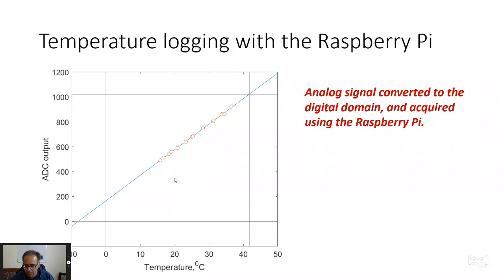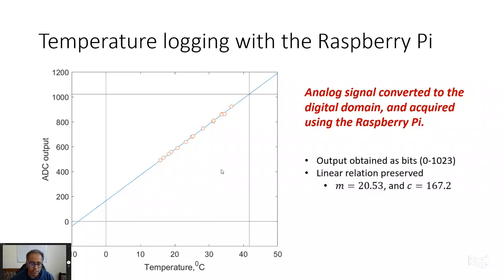So here also we see that there is a very nice linear relation, right? So the output bits, there is a 10-bit ADC, you have got output ranging from 0 to 1023, right? And there is a linear relation here also, which is good news for us, which means that the ADC is working fine and it is operating in the linear range of the ADC. Here we do have the linear fit parameters, which is M is 20.53 and C is 167.2, and this C is indicative of this offset, right? So you have this offset here.